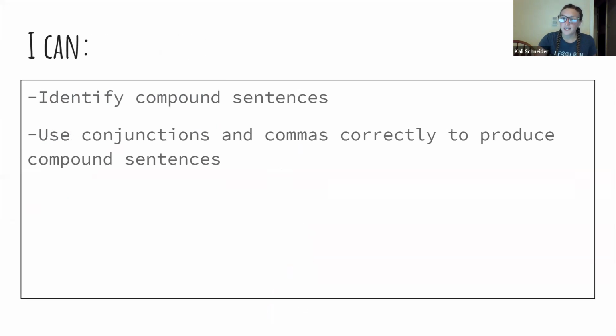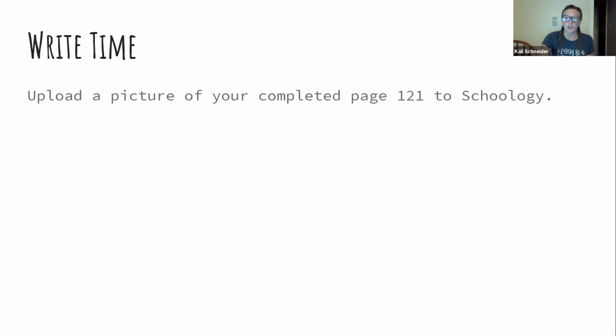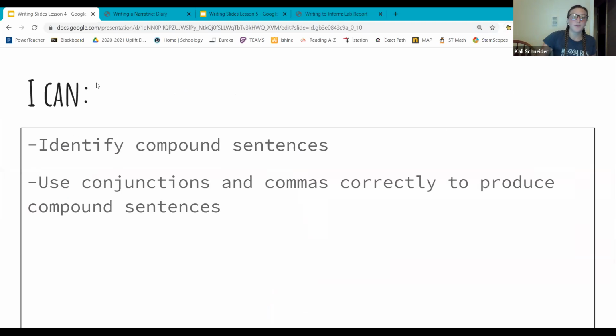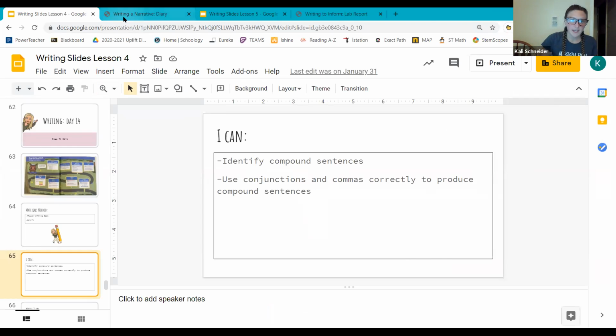Our objectives for today are: I can identify compound sentences, and I can use conjunctions and commas correctly to produce compound sentences. So we're going to be focusing on those compound sentences. I need to refresh my brain to remember how we are going to use them.